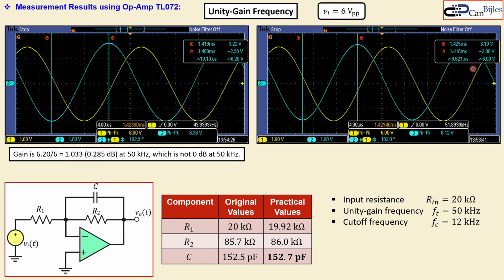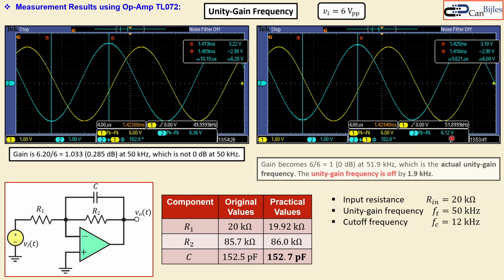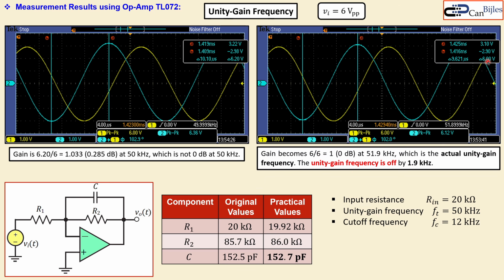Now, when you increase the frequency to 51.9 kilohertz, then you get what you actually want, which is 6 volts over 6 volts, which is then the gain of 1 or 0 dB. Now, in this case, we need to increase from 50 kilohertz all the way to 51.9 kilohertz. So the error here in this case is 1.9 kilohertz, so it's larger.